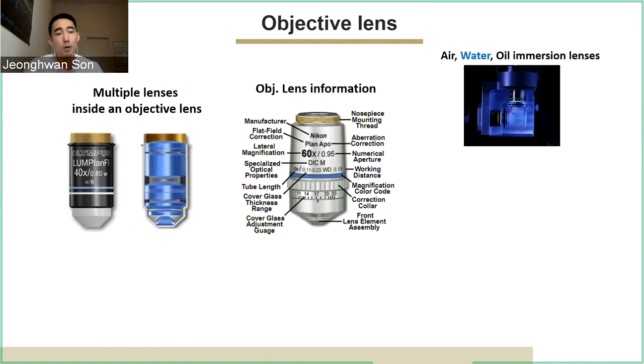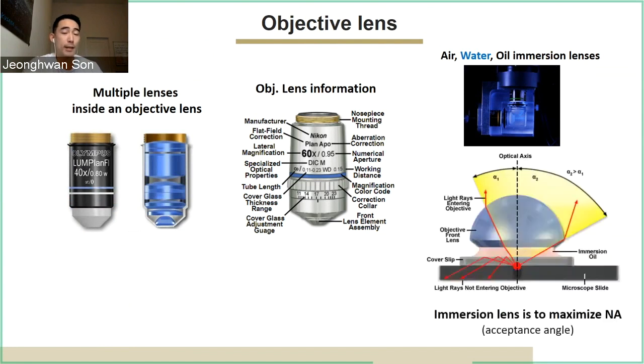Some objective lenses work in air, water, or oil immersion status. Depends on your applications, we can choose different immersion objective lens. It is because these objective lenses are designed to increase acceptance angle, which is NA, so that maximum NA for resolution. Typically, oil immersion lenses has higher NA than water or air objective lens.